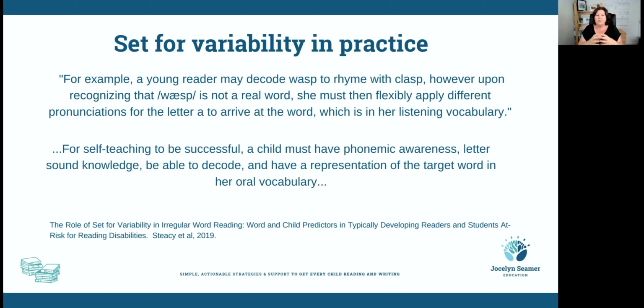And so for self-teaching, which is being able to learn a new word that they haven't read before, they must have phonemic awareness. They have to be able to blend. They have to have letter sound knowledge, knowing that there are multiple representations. They have to decode the word and have a representation of the target word in oral vocabulary. So if the child's never heard the word wasp, they don't know what a wasp is, they're not going to be able to do this. So we know about vocabulary for comprehension and understanding, but actually spoken vocabulary is critical for self-teaching to happen as well.